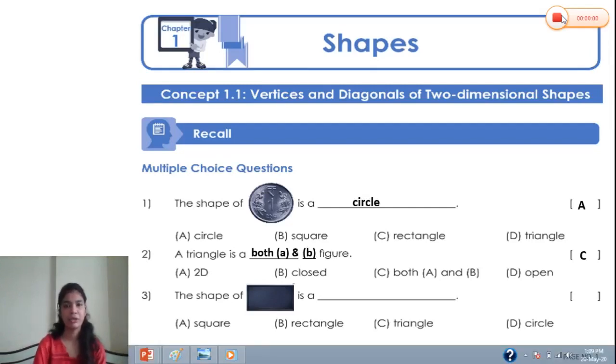Now see the third question. The shape of, here one object is given, is a. So you have to find out which shape this object looks like. Here options are A, square, B, rectangle, C, triangle and D, circle. So which one is the correct answer? Very good students.